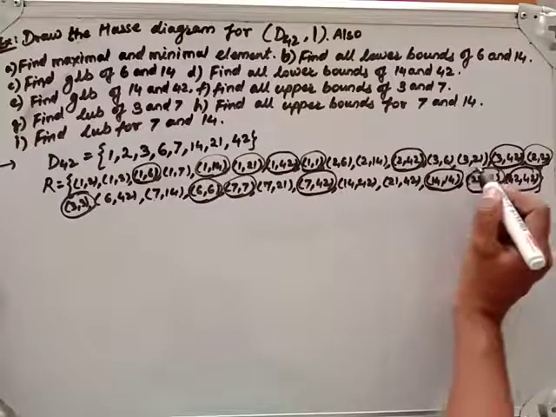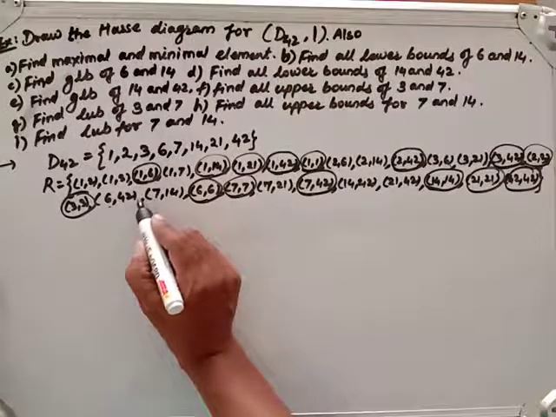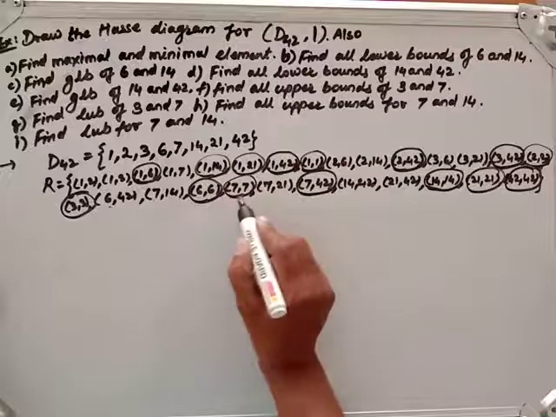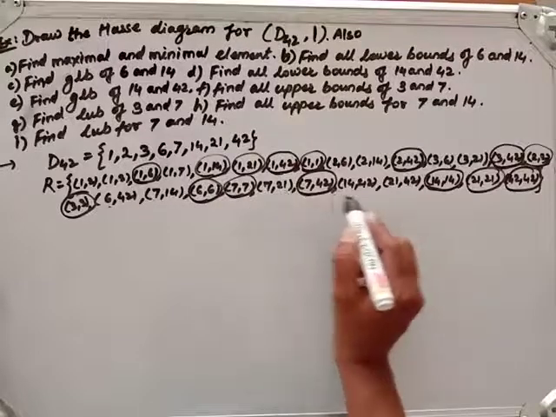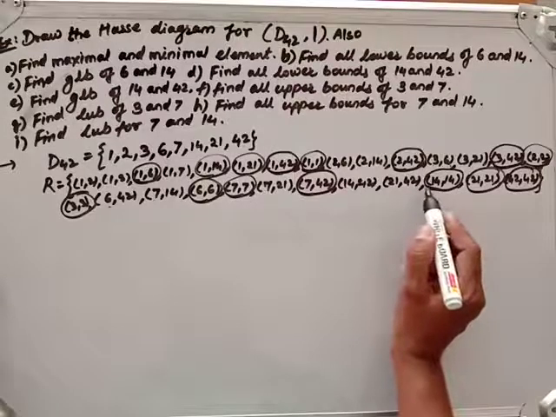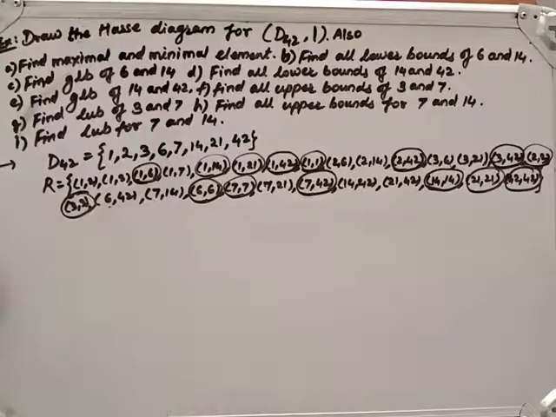Now 3 related to 6 is okay. 3 related to 21 is okay. 6 related to 42 is okay. 7 related to 14 is okay. Then 7 related to 21 is okay. Fine. 14 related to 42 is okay. 21 related to 42 is okay. Fine. So only we have to write the elements.